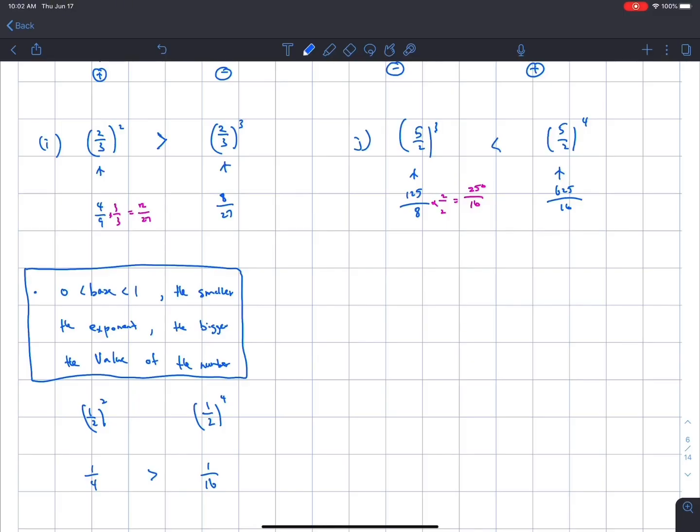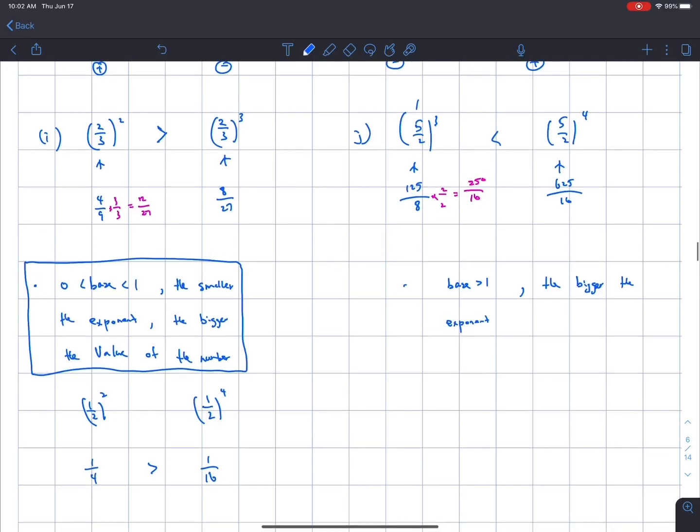So here, this time when the base is bigger than 1, the bigger the exponent, right, the base is bigger than 1 here. 5/2 is bigger than 1. So the bigger the exponent, 4 compared to 3, the bigger the value.